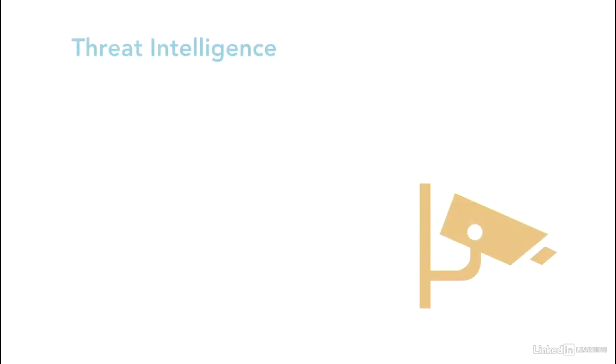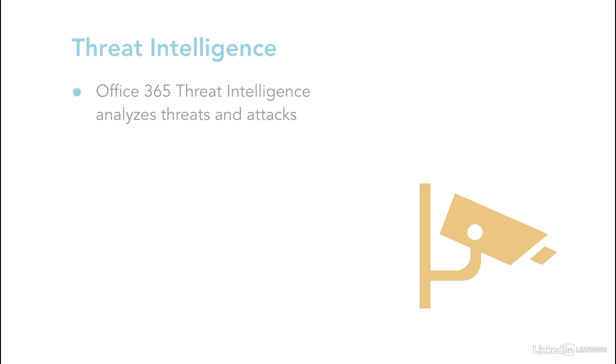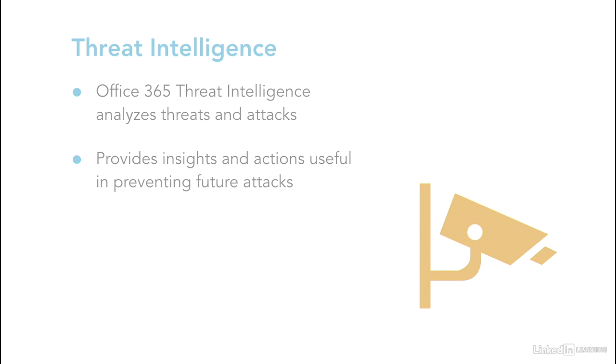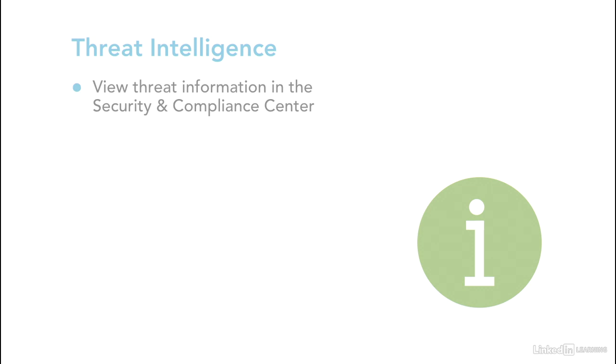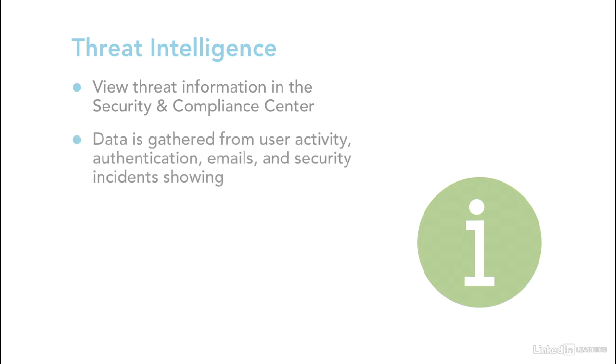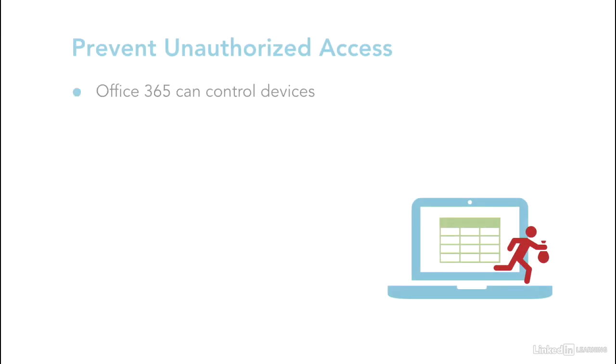One of the two ways to improve threat assessment and discovery is to monitor and analyze threats and attacks. The understanding gained from this analysis helps to prepare you for future attacks. Office 365 includes this functionality with a feature called Threat Intelligence. Threat Intelligence analyzes patterns within your Office 365 environment to then provide you with insights and actions to prevent future attacks. Administrators can view the information in the Office 365 Security and Compliance Center, where data is gathered from user activity, authentication, emails and security incidents, and you can view the current security trends, your top targeted users, and the origin of the threats.